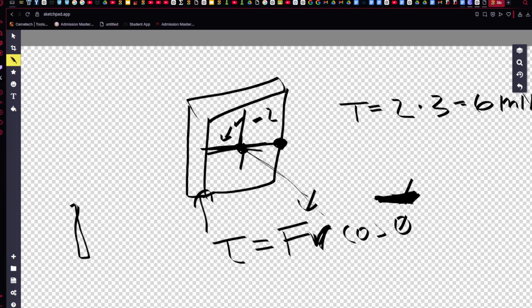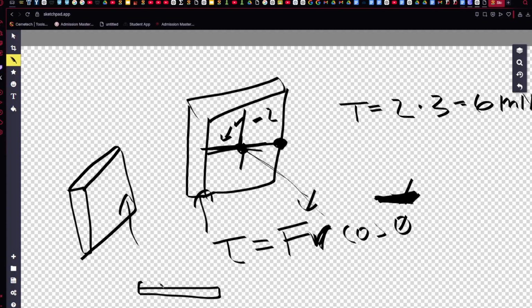So if we have, let's draw that again. I'm such a bad artist. Let me just use this picture. So we have a door. This is the doorknob. And let's say that we push the force at a 45-degree angle. This means the force vector looks like this, 45.